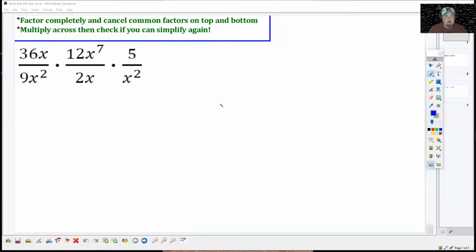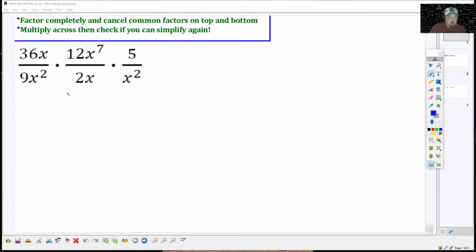Multiplying rational expressions. So 2 steps to remember here. Factor completely and cancel common factors on the top and the bottom. Then multiply across, meaning multiply all your numerators, all your denominators, and then check if you can simplify again.